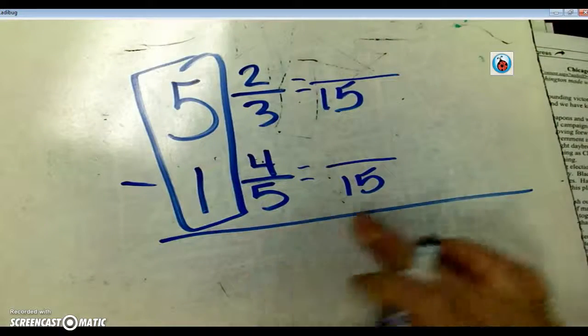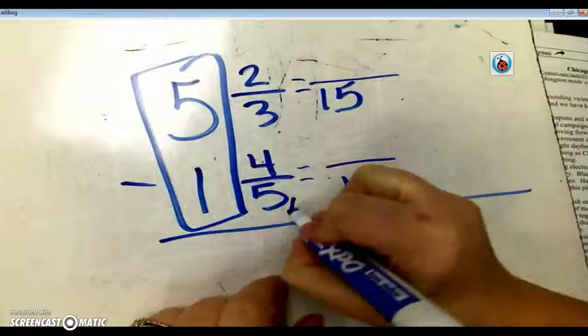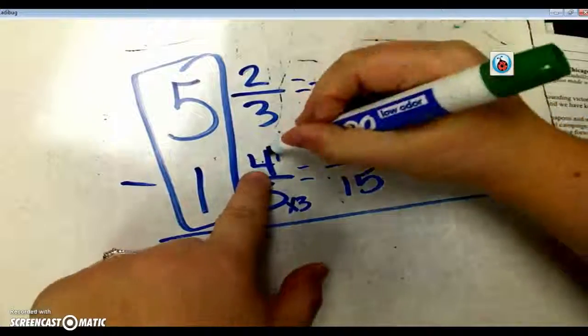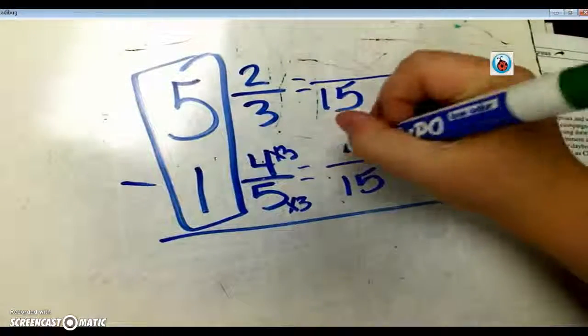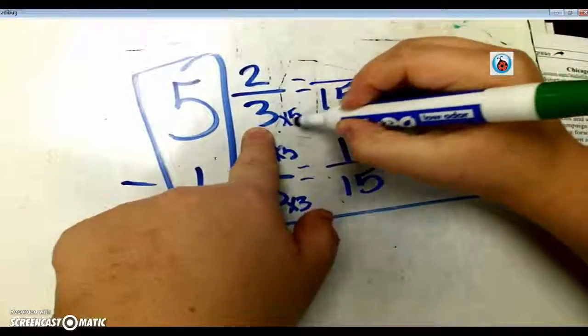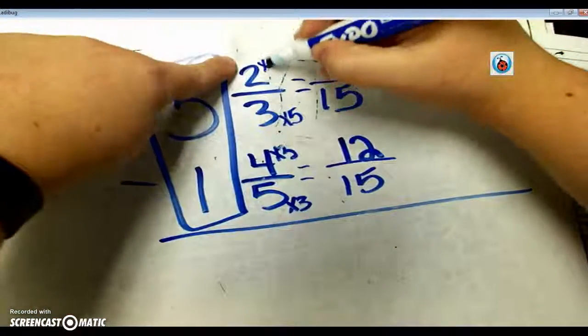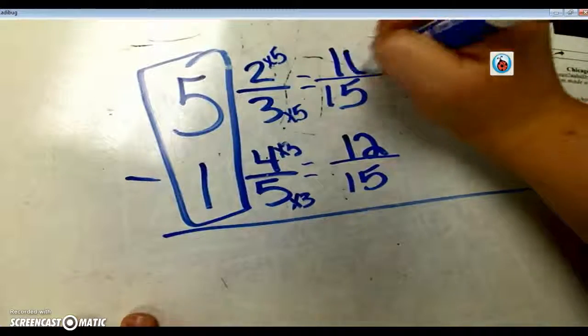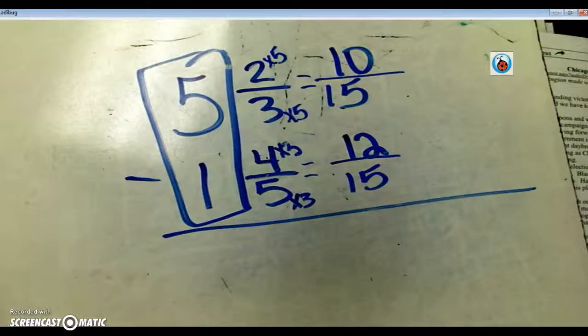Okay, how do I get from 5 to 15? I have to multiply by 3. So I have to multiply my 4 by 3. 4 times 3 is? How do I get from 3 to 15? I have to multiply by 5. 5 times 2 is? Here's where my problem comes in. Again, my numerator is smaller than my numerator on the bottom. Okay, here's where the borrowing comes in. So if you haven't tuned in yet, now would be the time to tune in.